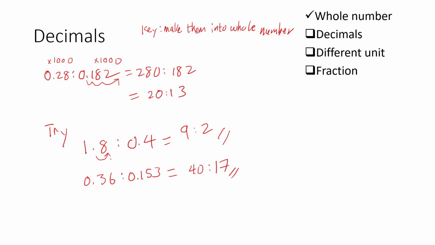Here I multiply by 10. Here I also multiply by 10. Here I multiply by 1, 2, 3 places, so also multiply by 1000. But of course, if your calculator can type in decimals in a fraction, it will just give you the answer. Alright? So we are done with decimals.